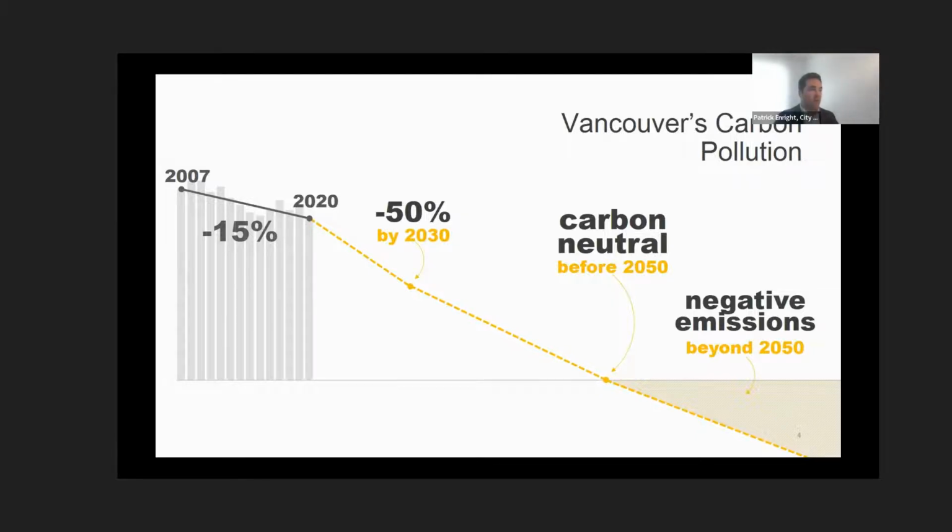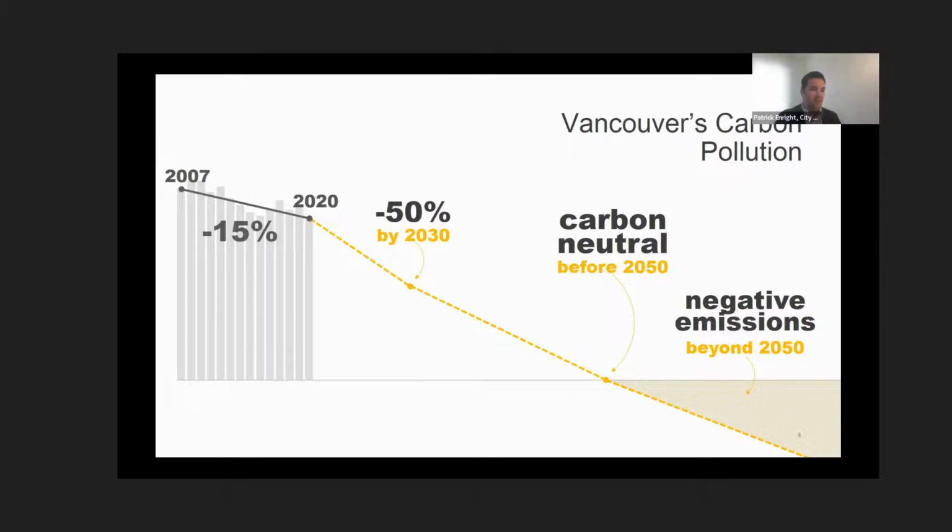Under those 1.5 degree scenarios, it's always good to keep in mind, we actually have to go negative after that. So reductions are great, more reductions are better. Getting to carbon neutral is important, but we actually also have to understand what it is to go beyond that as well. That has implications for embodied carbon, and for how cities are beginning to understand what negative emissions mean, what natural climate solutions are.